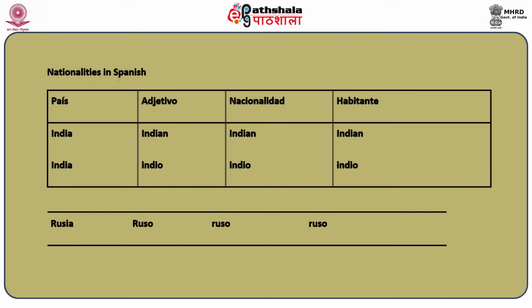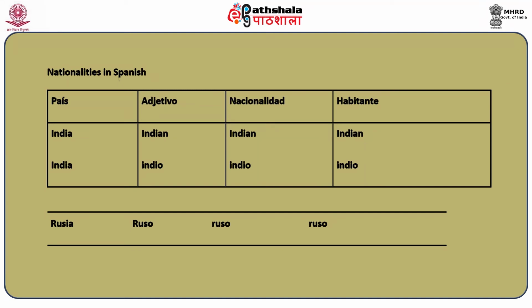Keep in mind that the verb ser is used for telling the nationality always. Remember, to ask the nationality of someone, we ask the question, ¿de dónde eres? Where are you from? And the person replies, yo soy de or yo soy, which means I am from or I am, and then he tells the nationality. So let's very quickly see some names of the countries as well as their nationality.